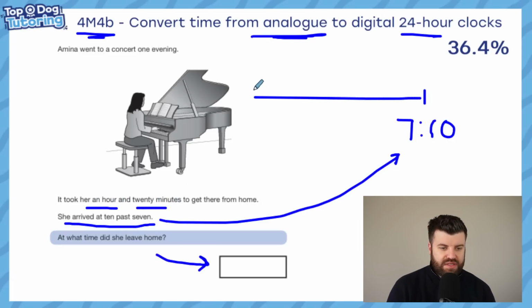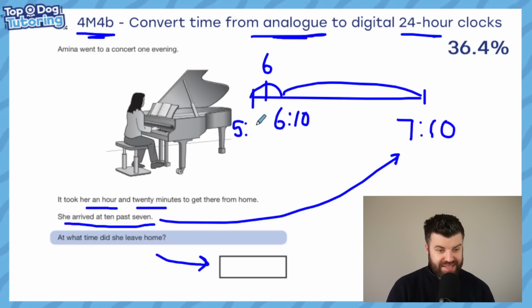So we need to go backwards 1 hour and 20 minutes. So let's jump backwards 1 hour. We get to 6:10. And then we jump back 20 minutes. I'm going to split it in half into two 10s. 10 minutes back would be 6. Another 10 minutes back would be 5. And we know there are 60 minutes in an hour. So 10 minutes fewer than that is going to be 5:50. So she left home at 5:50. 10 to 6, got there at 10 past 7. That would be 1 hour and 20 minutes.